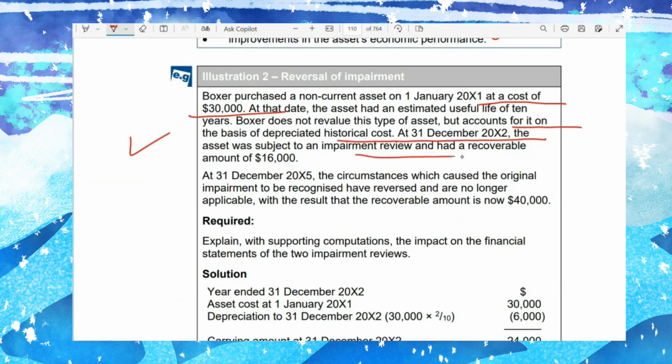So how will you consider in the books of account the first change that happened? First, 30,000 was there in the books of account when they purchased the asset on January 1st. On depreciation, 30,000 for 2 years, 6,000 they have applied over here, as the asset life was 10 years as stated over here.